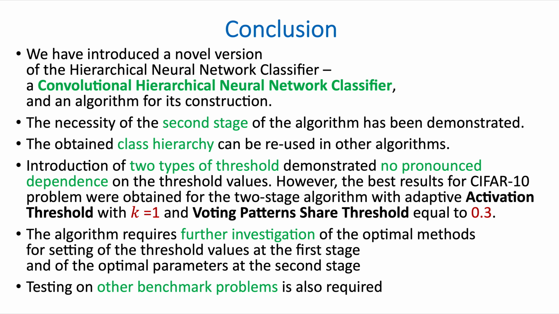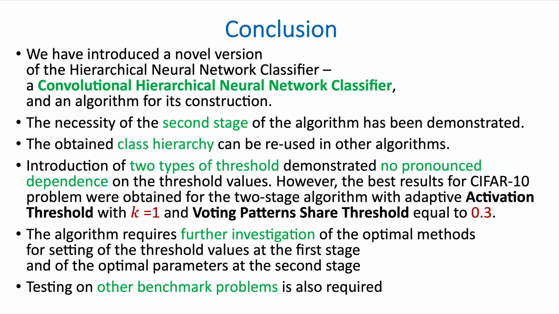So the conclusion: we have introduced a novel version of the hierarchical neural network classifier, a convolutional hierarchical neural network classifier, and an algorithm for its construction. The necessity of the second stage of the algorithm has been demonstrated. The obtained class hierarchy can be reused in other algorithms. Introduction of two types of threshold demonstrated no pronounced dependence on the threshold values.